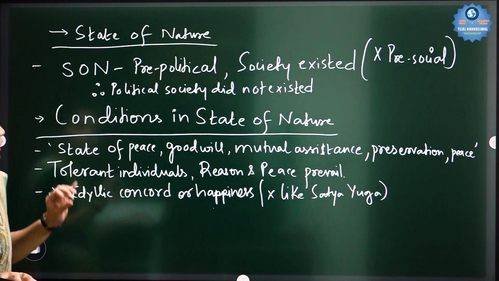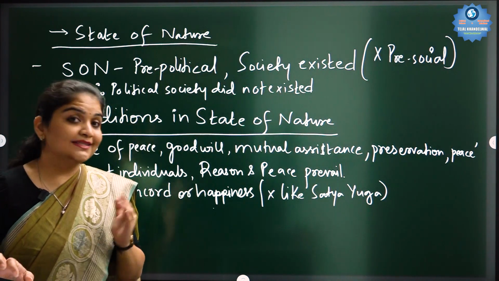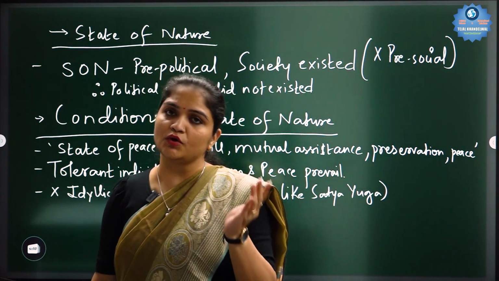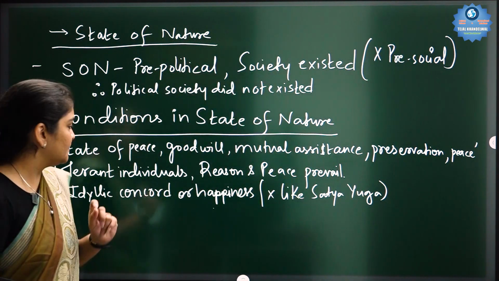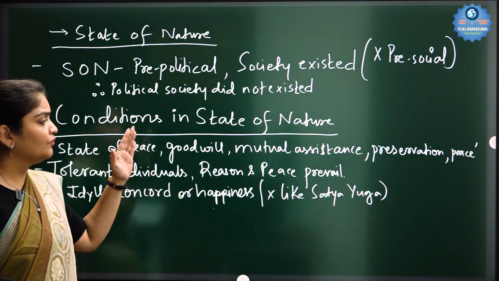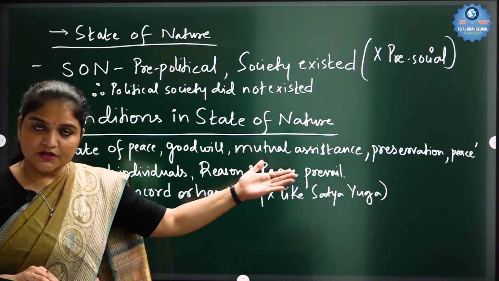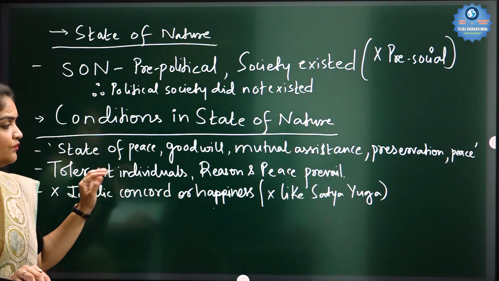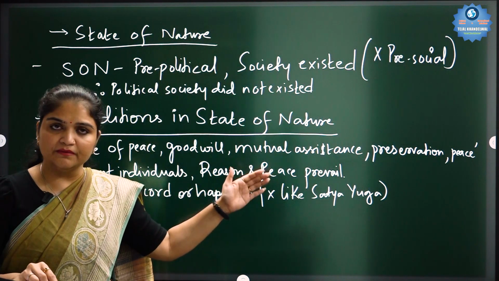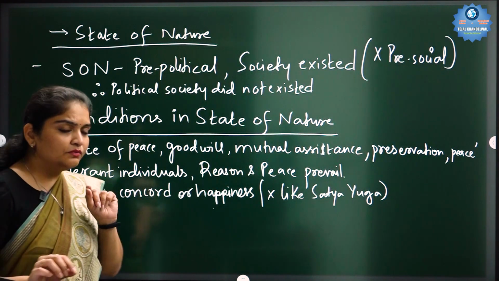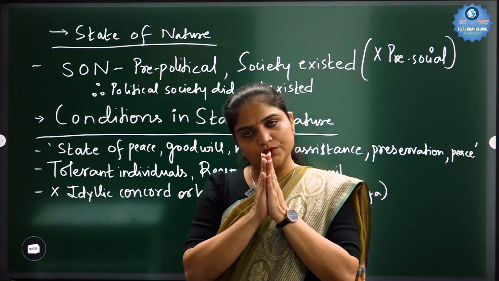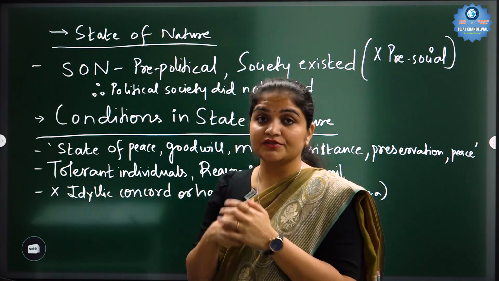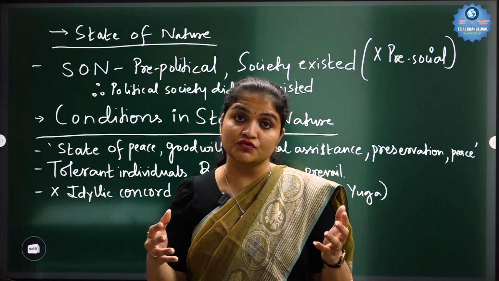Alright? Now, conditions in his state of nature. Since human nature is also a positive account, obviously for him the state of nature will also be a positive account. So he says it was a state of peace, goodwill, mutual assistance, preservation of life and peace. He says there were tolerant individuals who had reason and peace prevailed. However, you need to understand what is the position of Locke when we talk about his state of nature. Is it ideal when he says there is a state of peace, goodwill and mutual assistance?